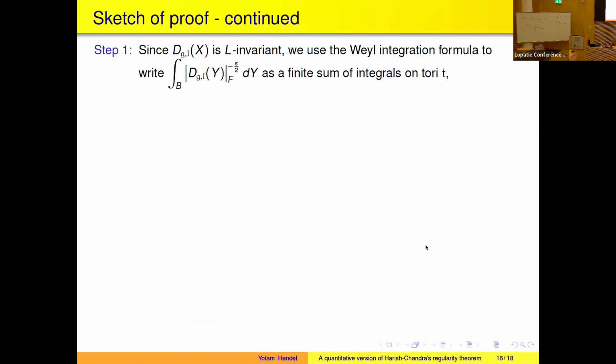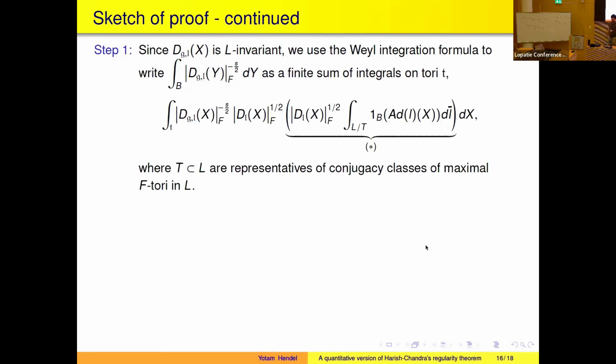Okay, so I want to estimate this integral, and whenever I have an integral of a conjugate invariant function, the first thing I should do is use the Weyl integration formula. And this Weyl integration formula allows me to move and work on a torus instead of working on the entire Lie algebra. So I get a sum of a bunch of expressions of the form as on the board, as they vary over different tori, so over representatives of conjugacy classes of maximal F tori in L.